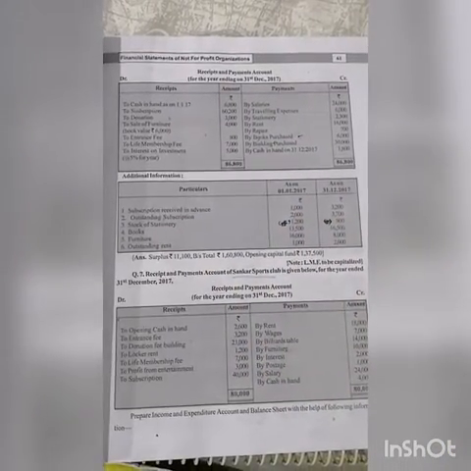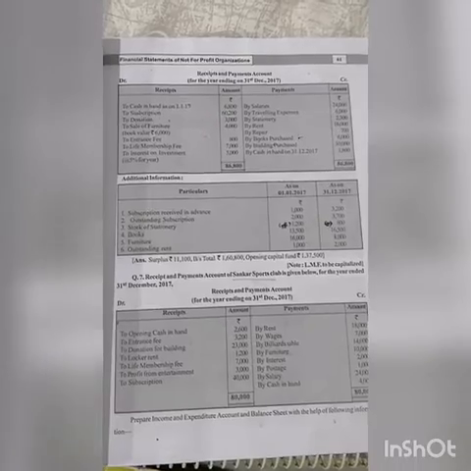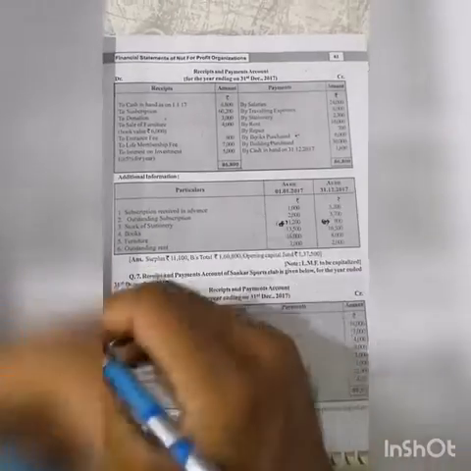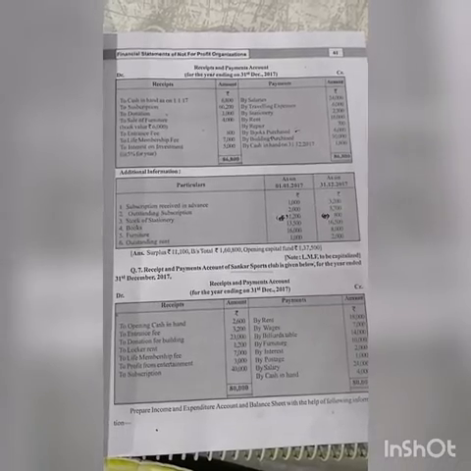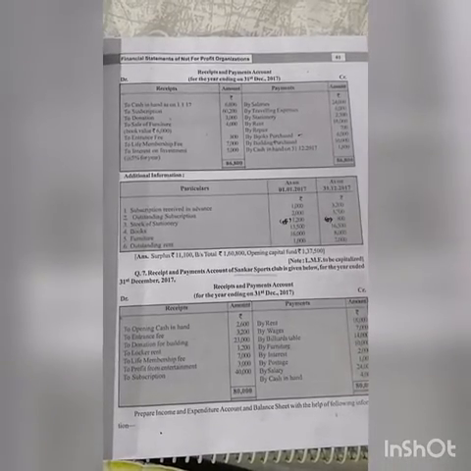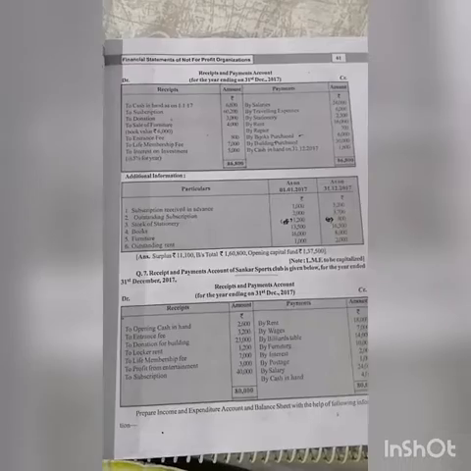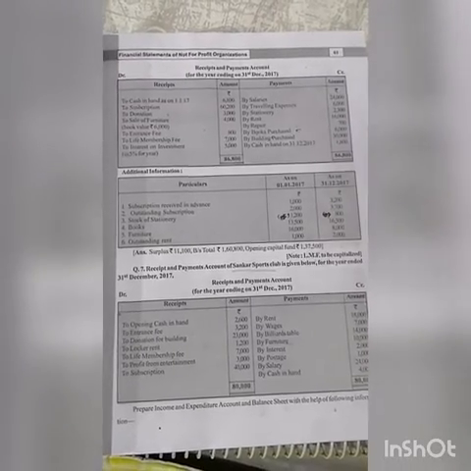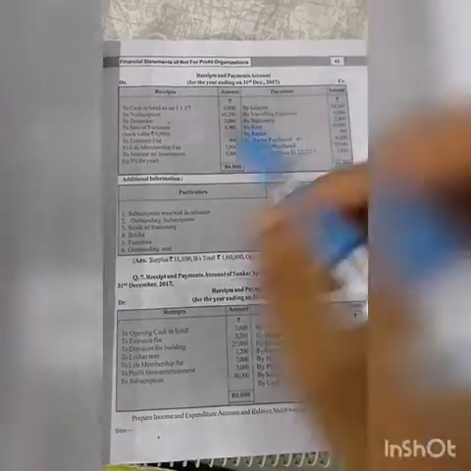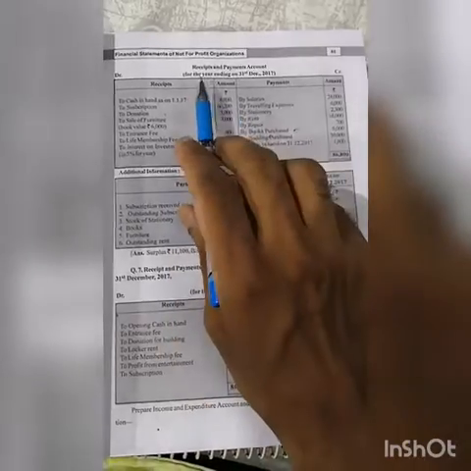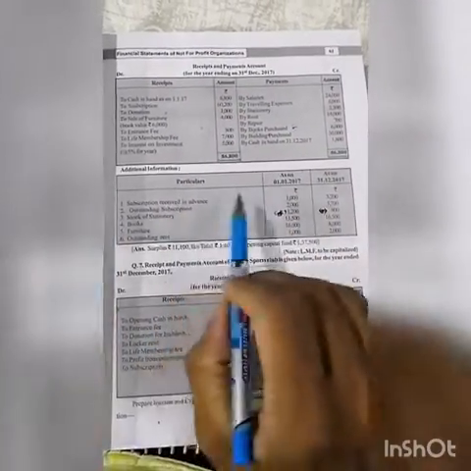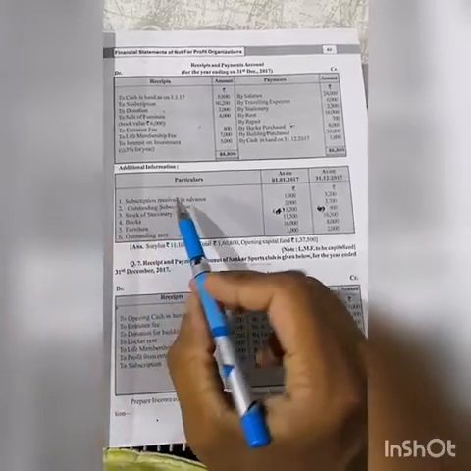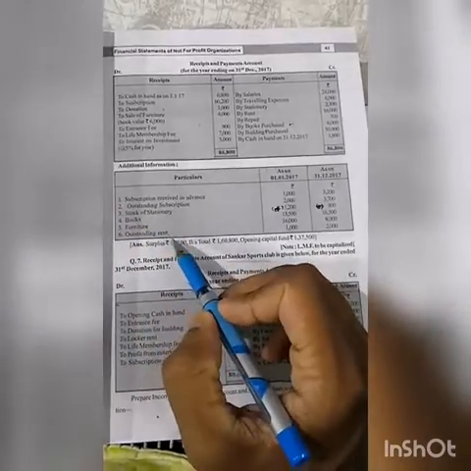So first we will read the question: from the following receipts and payment account of Jan Kalyan Club, prepare income and expenditure account and balance sheet for the year ending 31st December 2007. And here the receipt and payment account is given, and all the adjustments are given in here.